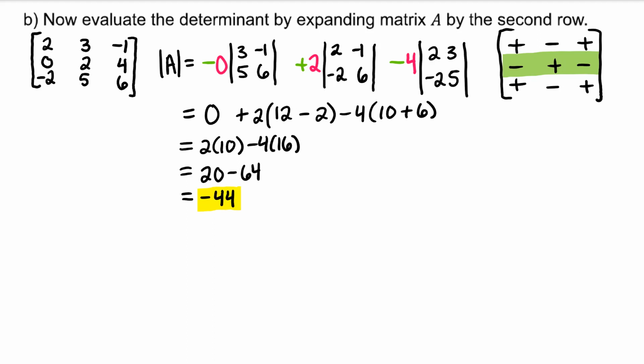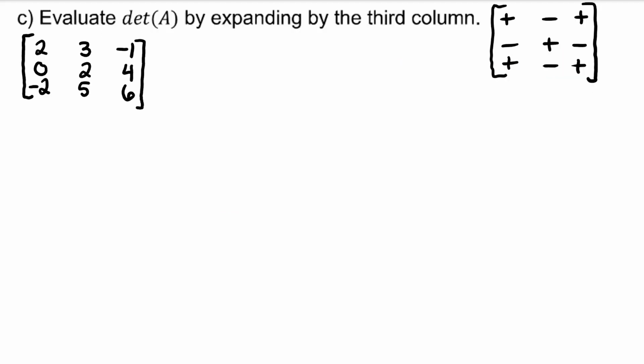Wow! Again, the determinant of A is negative 44. For part C, evaluate the determinant of A, again, by expanding by the third column. The signs for the third column are plus, minus, and plus. The numbers are negative 1, 4, and 6. And your determinants are as follows.